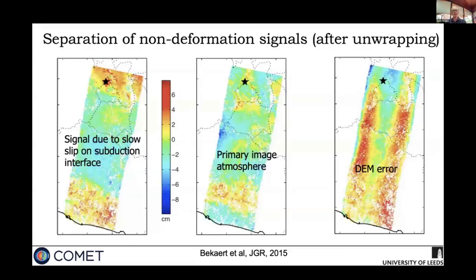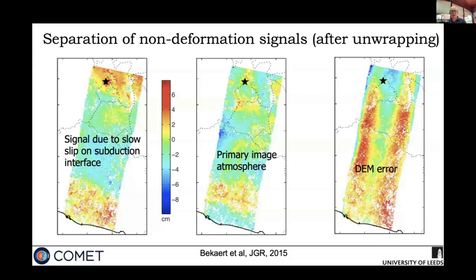And then, as I said, you can try and separate out these other nuisance signals like atmosphere. So these three panels are showing on the left what we actually are interested in, which is deformation. This is an area in Mexico, and there's deformation due to slow slip on the subduction zone.